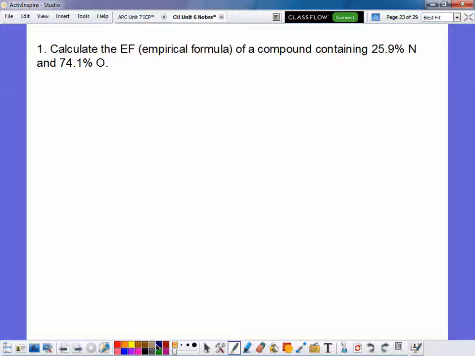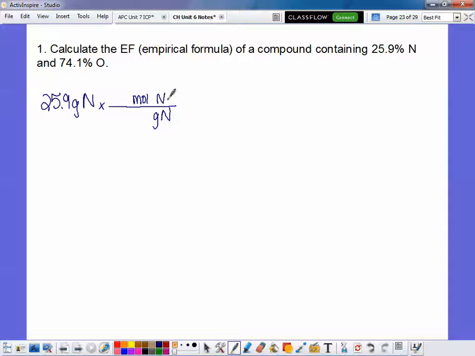So our first step is converting the 25.9 grams of nitrogen to moles, and then the 74.1 grams of oxygen to moles. Like I said, this is a one-step mole conversion. We set up a little ratio, just like before. Grams of nitrogen goes on the bottom, and moles of nitrogen goes on the top.